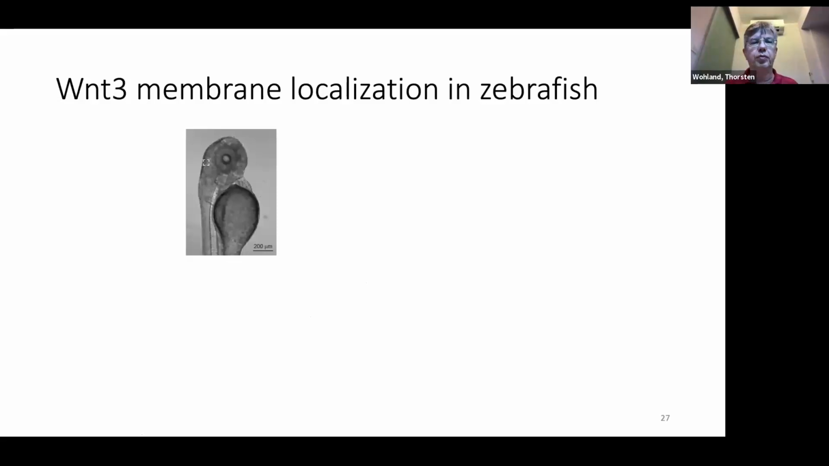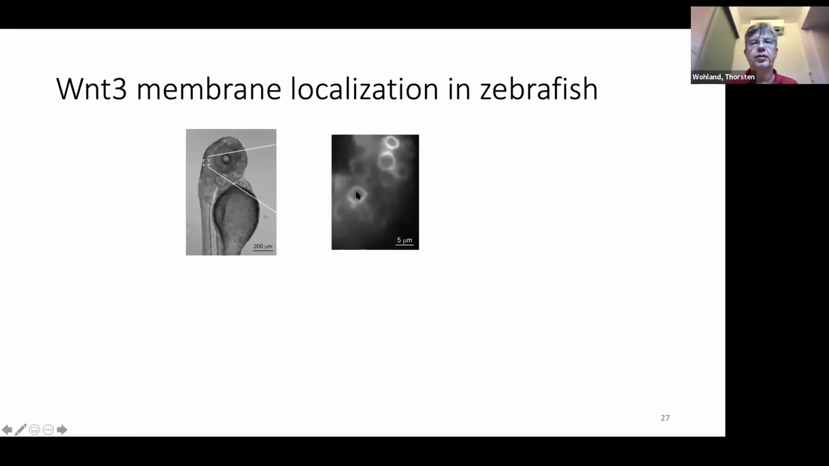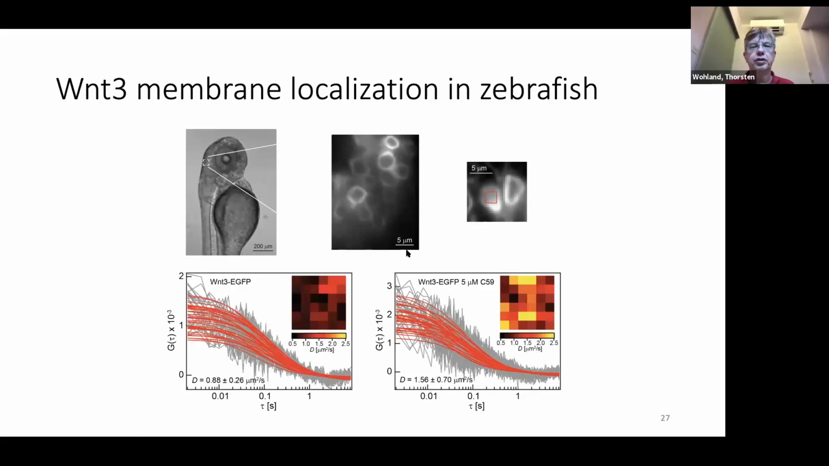So how did we do that? We took our zebrafish. We aim here at the cerebellum. We go to one of the cells, and go to the top of the cell. So we're at the top of the membrane with our light sheet, and then measure our correlation functions. In the light sheet, the observation volume is a little bit larger because you have a slightly thicker light sheet, so they're a little bit more noisy, but they can be very well fit. And if we inhibit lipidation of Wnt3, we see that our diffusion coefficient goes up. So that's already a good sign, right? If we remove some of the lipids from Wnt3, then okay, it moves faster.